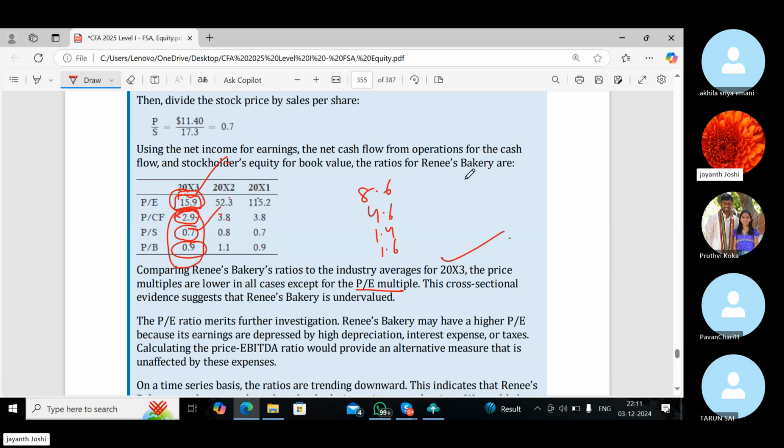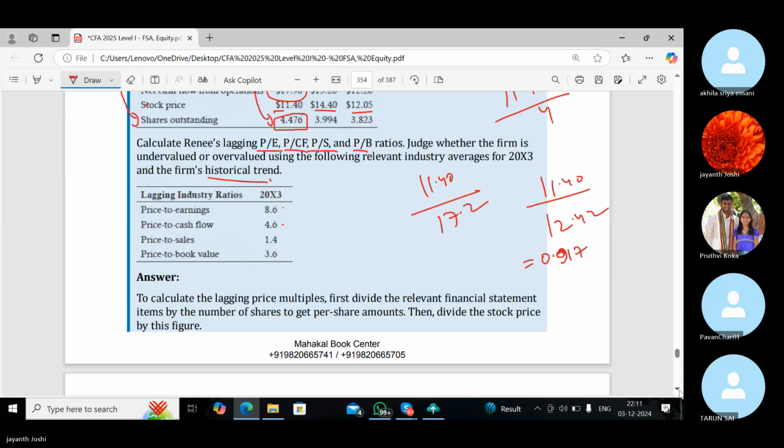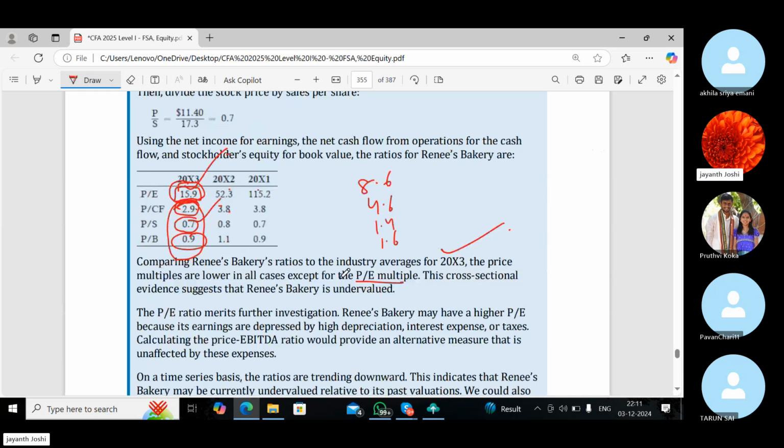So what we did is, these are the industry ratios. Price multiples are lower in all cases. The cross-sectional evidence suggests that Rini Bakery is undervalued. Why is it undervalued? In all the cases, it is less, except the one case. So the PE ratio merits further investigation. In all cases it is less than the industry average, so it is undervalued. If it is more, overvalued.